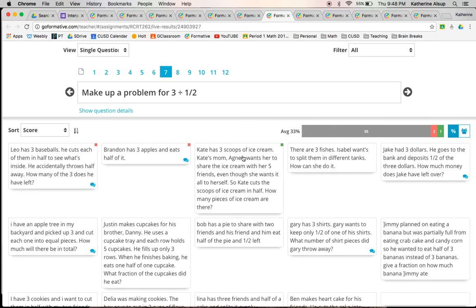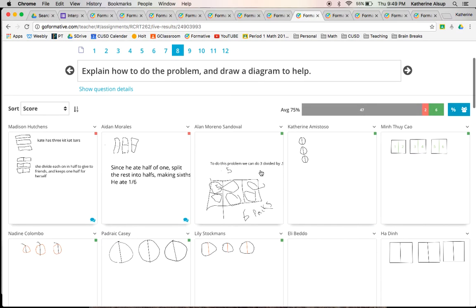This one is looking at scoops of ice cream, and we want to share it with 5 people. So we're trying to share it with 6 people altogether. So that's a hint of what the answer is going to be. So Kate decides to cut the scoops of ice cream in half. How many pieces of ice cream are there? So now by cutting these 3 scoops in half, you've doubled the amount of scoops. There's 6 scoops.